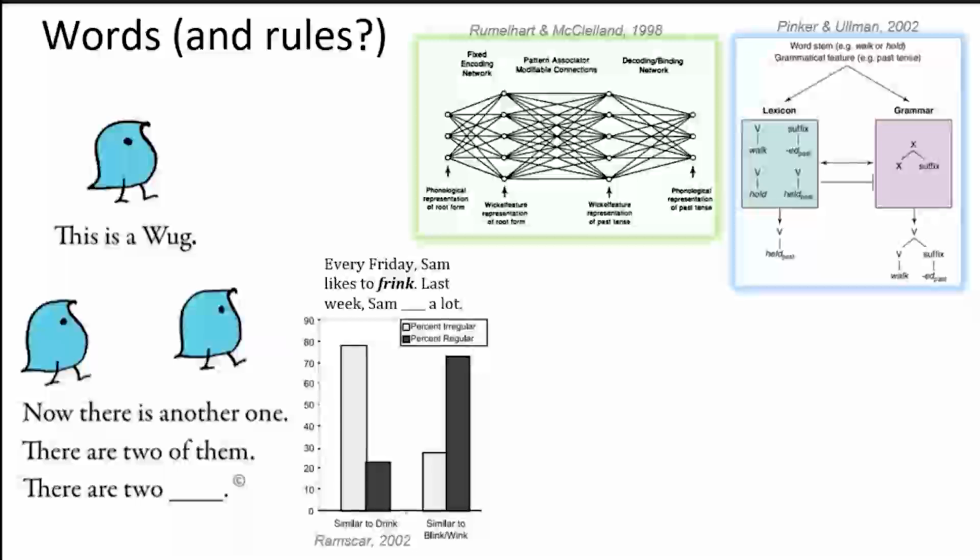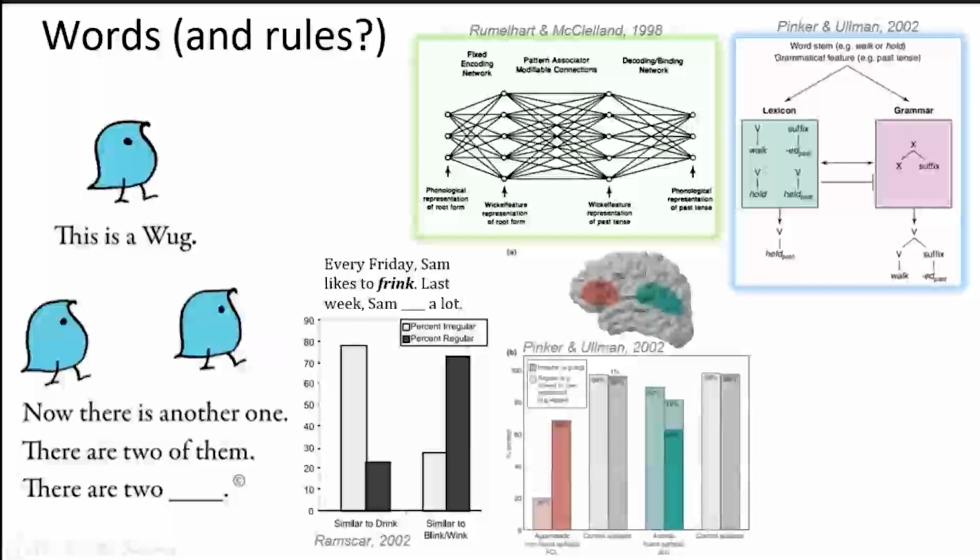And it turns out that if you make the context such that frank is more similar to drinking, more people will say frank, like drank. And if you make the context more like blinking, people will say frinked, like blinked. And that shows that we don't have this specific rule we apply, but we use analogies. It's kind of like prompt engineering. The context engineers our prompt how to complete this word and so on.